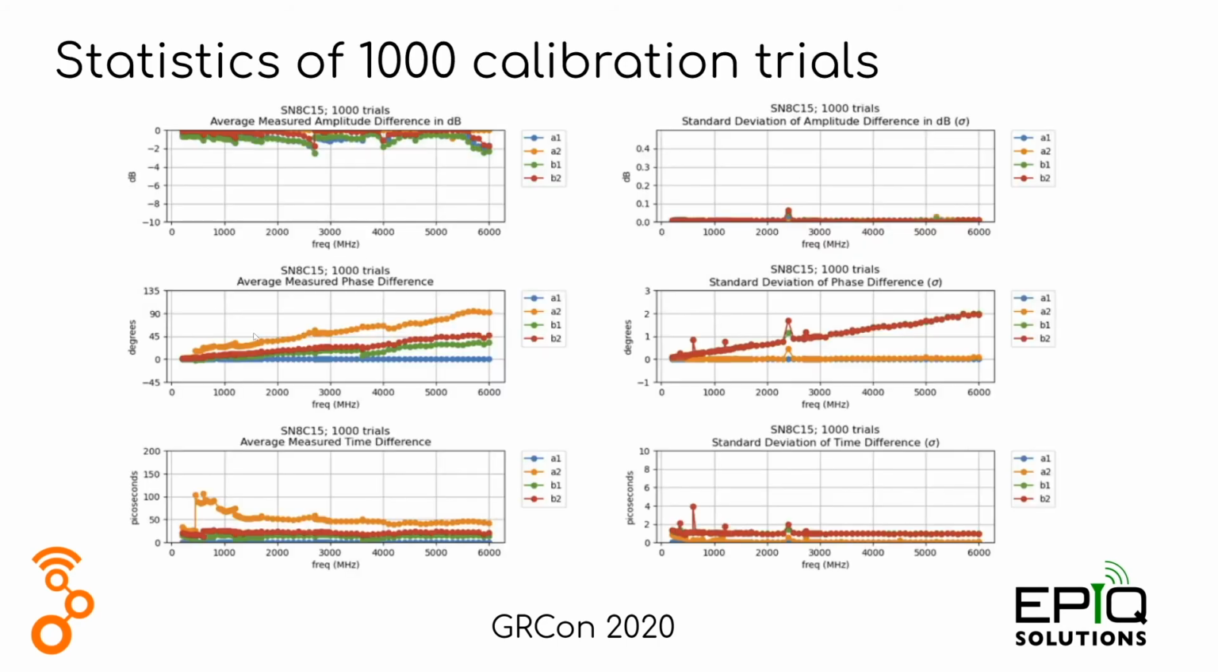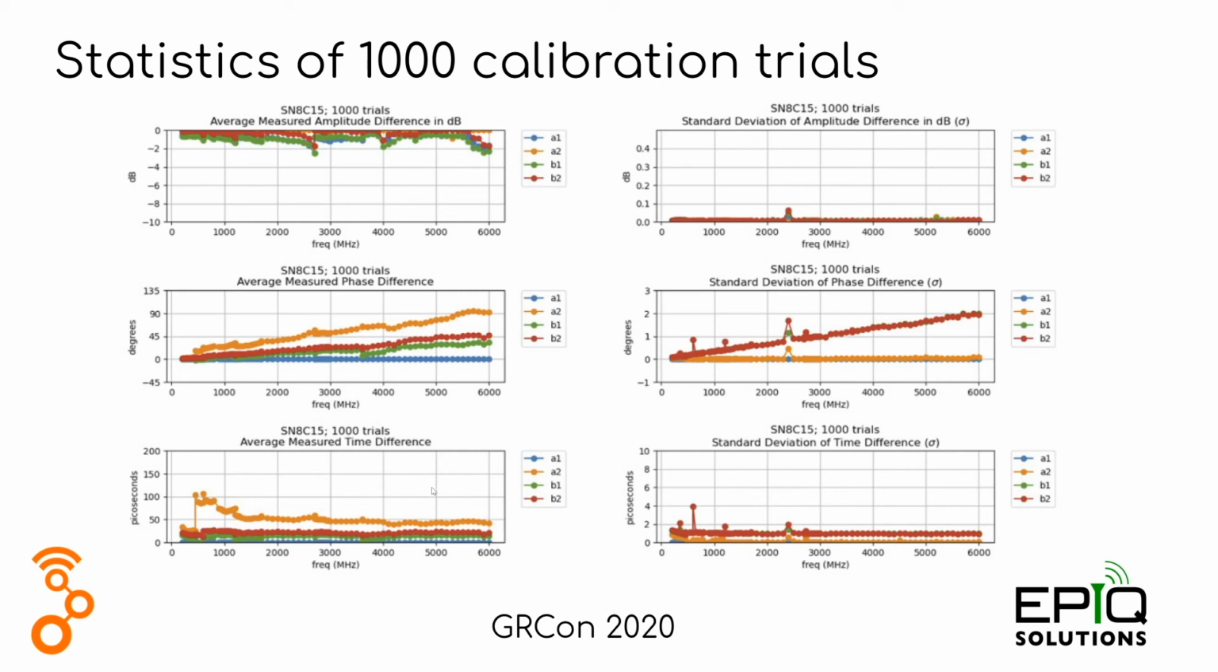There's a lot of information on this graph, but it's important to understand. On the left-hand side are the mean values, and on the right-hand side are standard deviations. The top row is the amplitude, or K factor. It's shown in dB here, just because most people think of RF in terms of dB. The center row here is the phase deltas. Again, this is the mean on the left and standard deviation of those on the right.